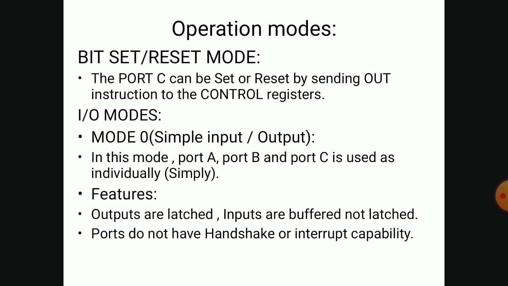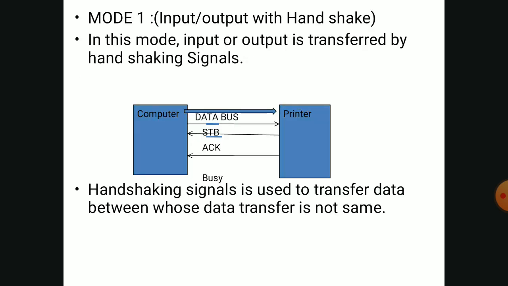To avoid such a drawback, we may choose another one which is mode 1. This mode 1 has the advantage that it is input or output with handshake, meaning that it provides a connection of input or output devices along with handshaking signals also. So that is the advantage behind mode 1. To overcome the drawback of mode 0, we may use the mode 1 operation. In this mode, input or output is transferred by means of handshaking signals.